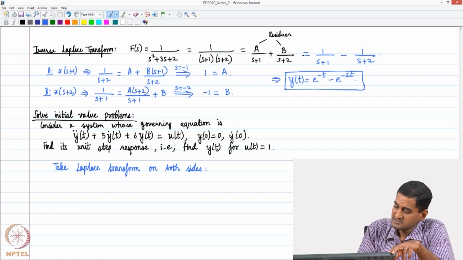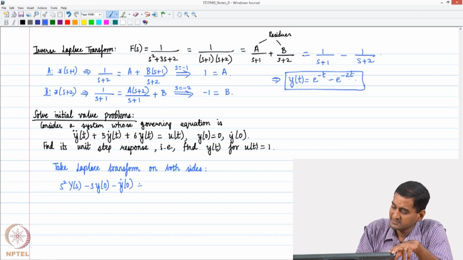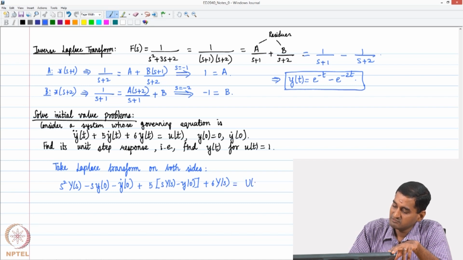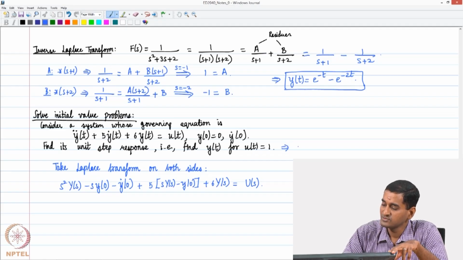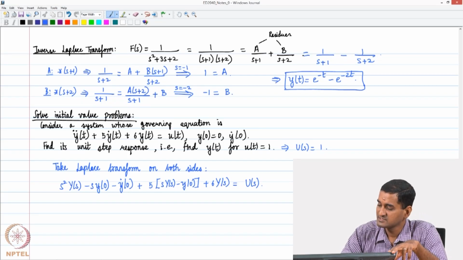So what happens? For y double dot, we will get s squared times Y of s minus s y0 minus y dot 0. That is the Laplace transform of the second derivative. Then we will get 5 times, for y dot, s Y of s minus y of 0, plus 6 times Y of s, and that is going to be equal to U of s. So if u of t is 1, this implies that U of s is 1 by s. We know that the Laplace transform of 1 is 1 by s, something which we already know.